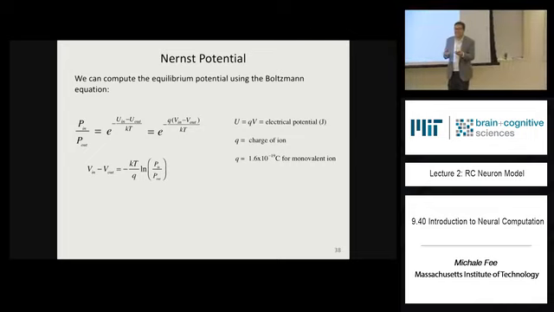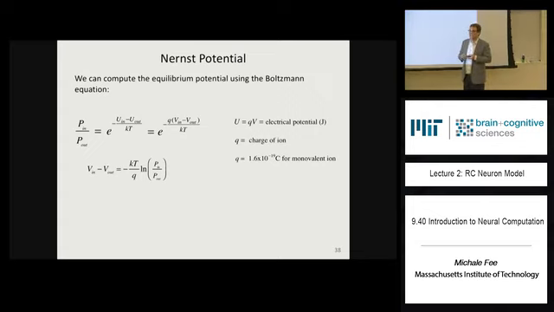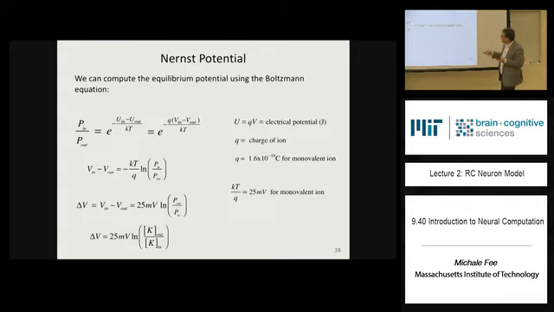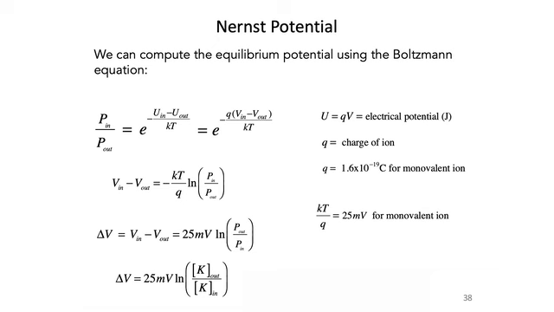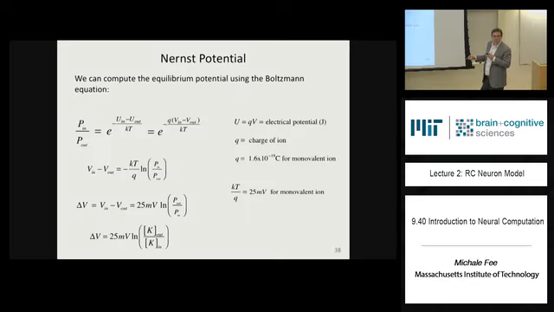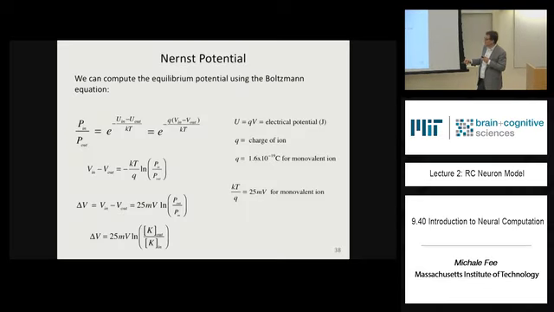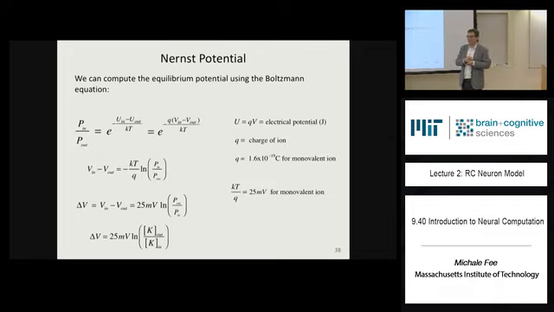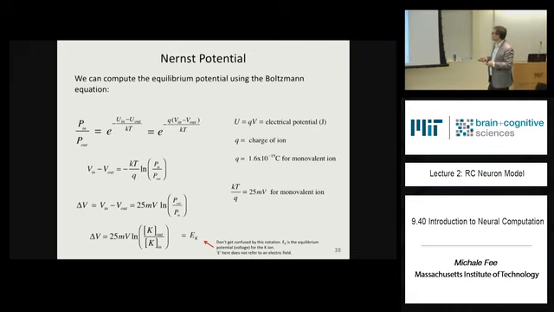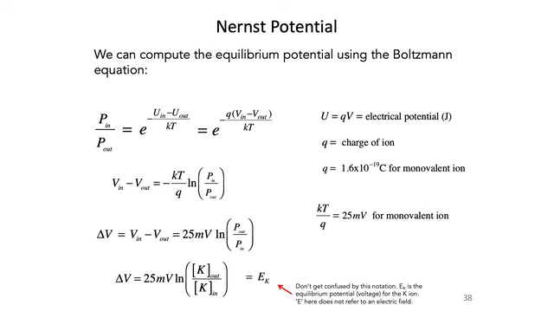But the probability is just the concentration. And so we can write this as delta V, the voltage difference, is equal to kT over Q, which is 25 millivolts, times the log of the ratio of potassium concentration outside to potassium concentration inside. And that's exactly the same equation that we get from that much more complicated derivation, balancing Fick's law and Ohm's law. And this is the equilibrium potential here, not the electric field.